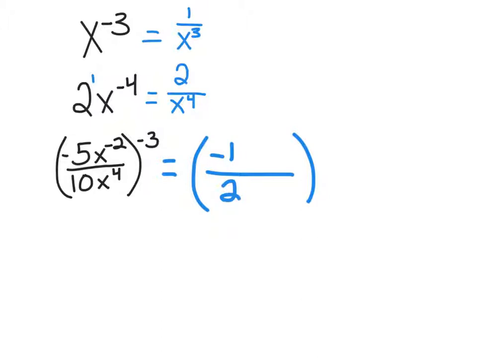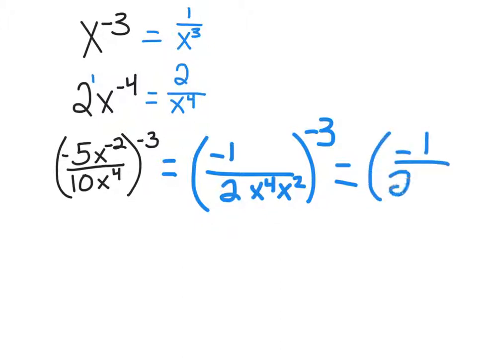Then I have an x to the 4th in my denominator and an x to the negative 2 in my numerator, so I'll move that also to my denominator. My outside stays the same. You might notice that I could simplify this inside even further, and you may have done that in your head, but I'm writing it out separately. So I have negative 1 over 2x to the 6th.